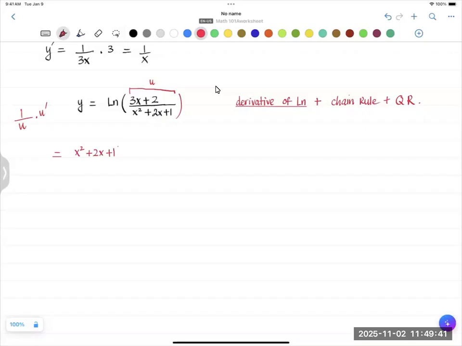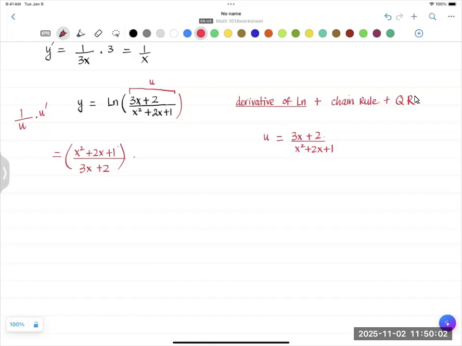So we will have this over 3x plus 2, and then that's going to be your 1 over u, and then now times u prime. Because your u is (3x+2) over (x squared plus 2x plus 1). Okay, times u prime is the chain rule. Now we're going to take care of u prime.